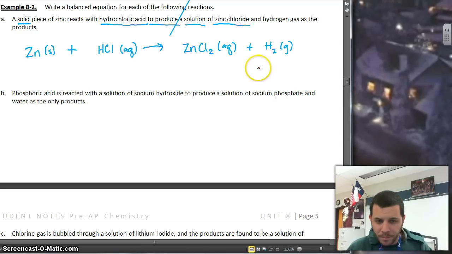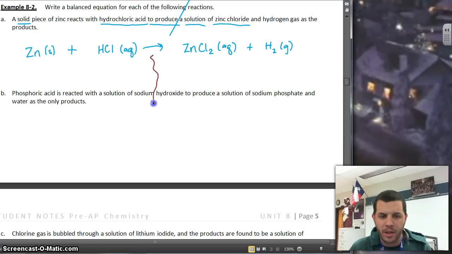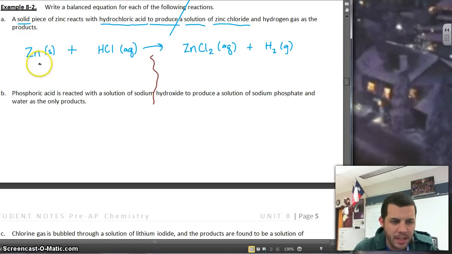So now, do I have all the right formulas? Yes. Do I have state symbols? Solid, aqueous, aqueous, gas. Yes, I do. Now, my last step is that I need to balance this. So when I balance, what I like to do is I like to draw a little squiggle line underneath my arrow. Okay, and I like to count up first the metals, then the polyatomic ions, then the nonmetals, and then hydrogen and oxygen at the very end. So let's do zinc first.